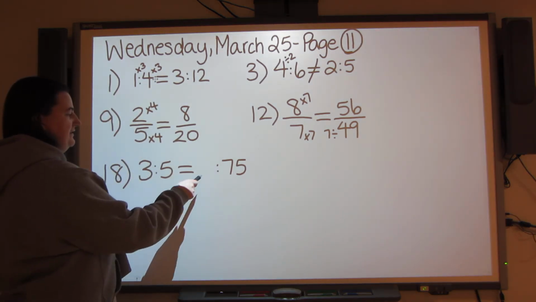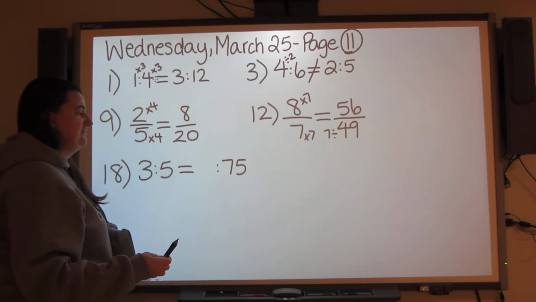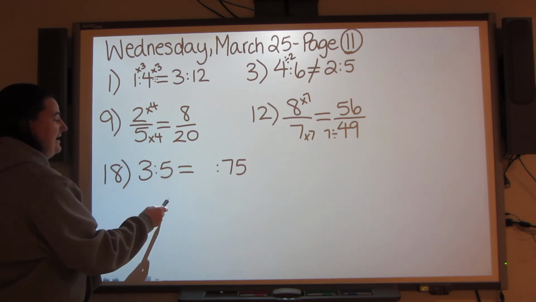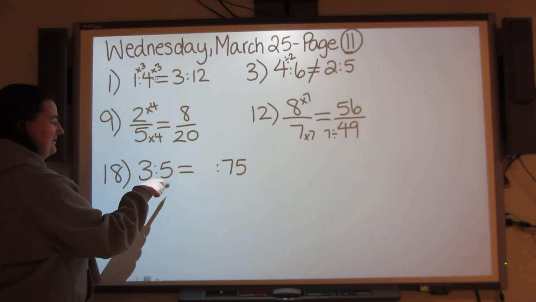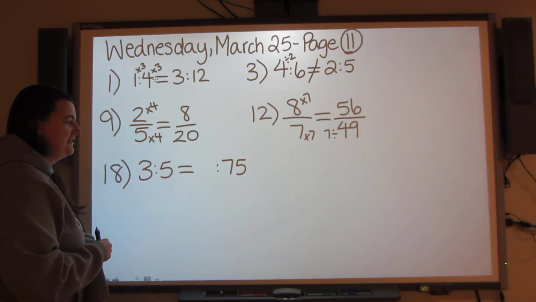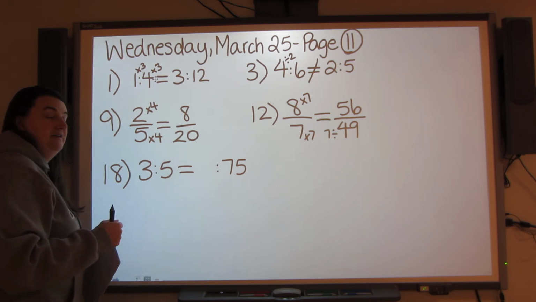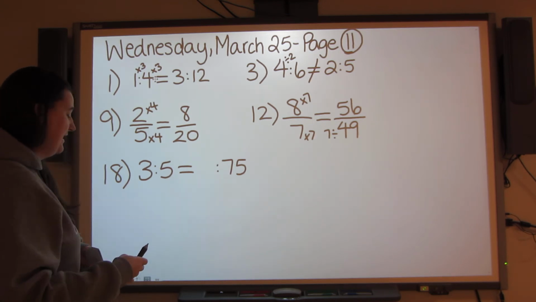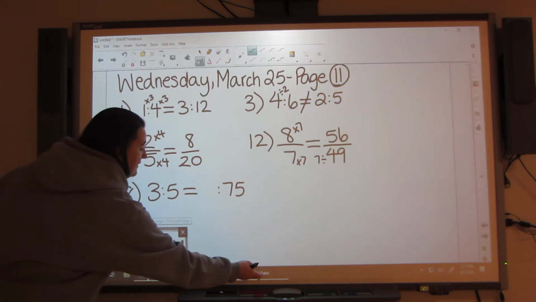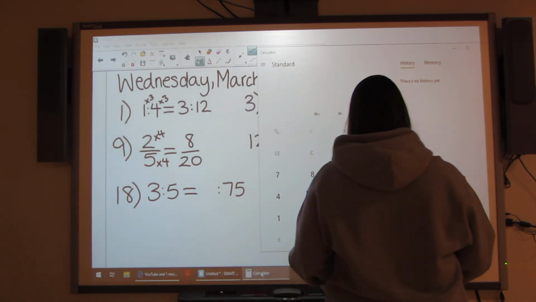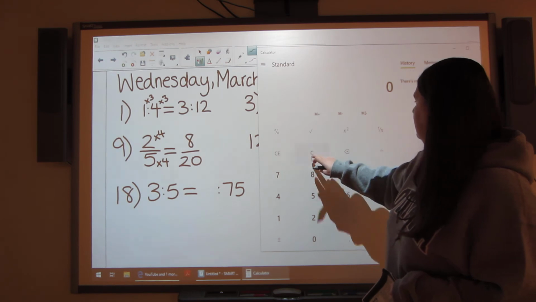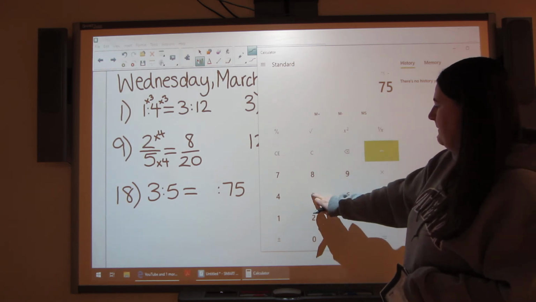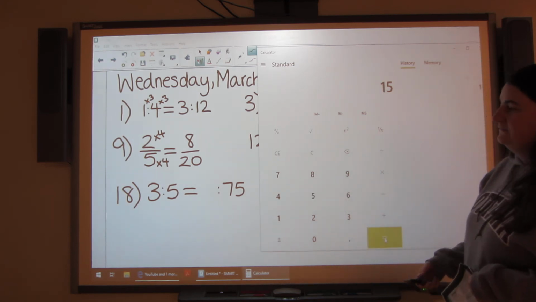So 3 times something is something, 5 times something is 75. 75 divided by something is going to get you 5, and then the something divided by the something is going to get you 3. So 75 divided by 5, if you know off the top of your head, 5 times something is 75. If you don't know off the top of your head, like I said before, you can use a calculator if you so desire. So clear, 75 divided by 5 equals 15.